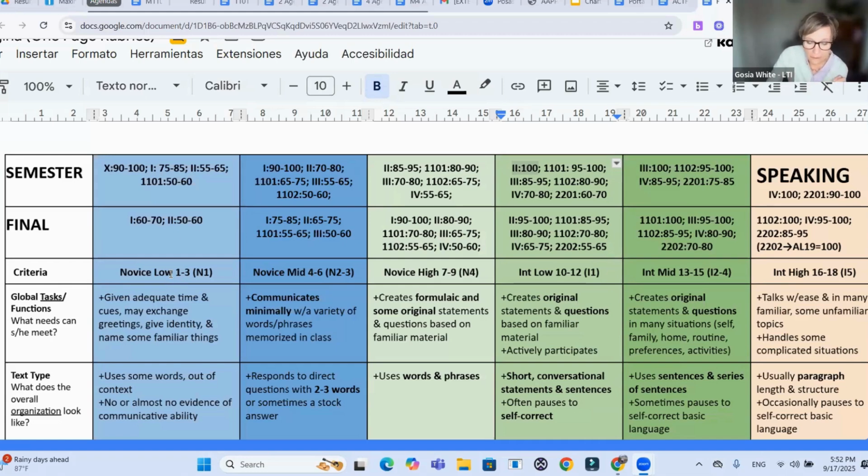So if you are using the Apple in your program, those rubrics are available under resources in your client site.